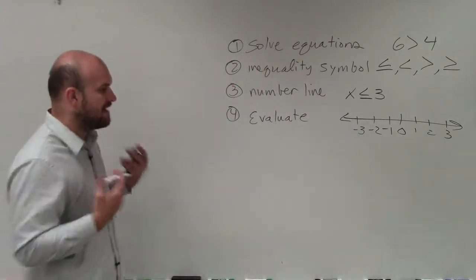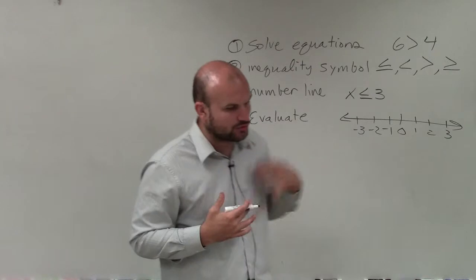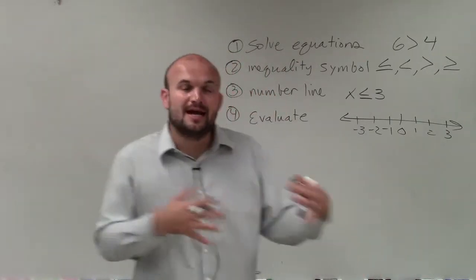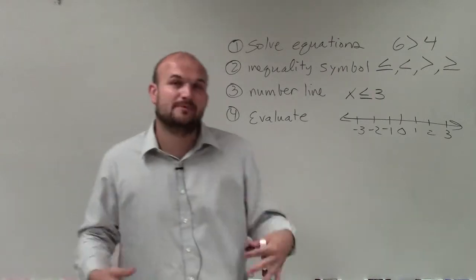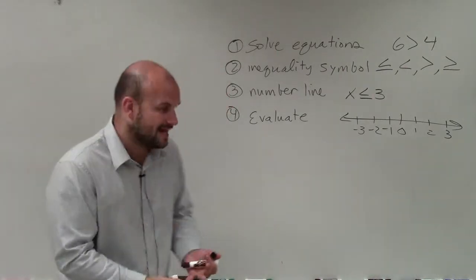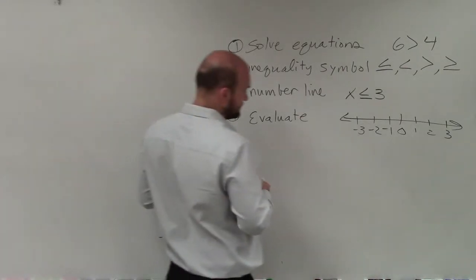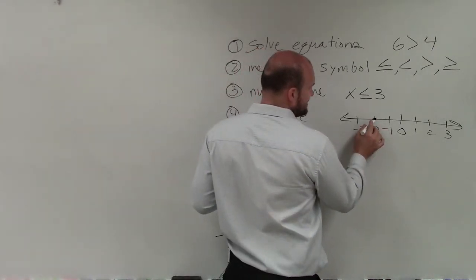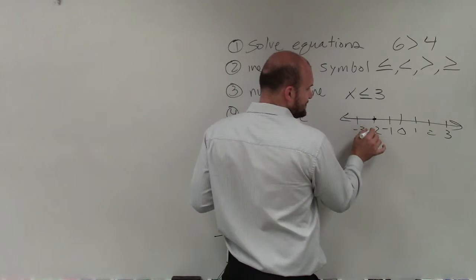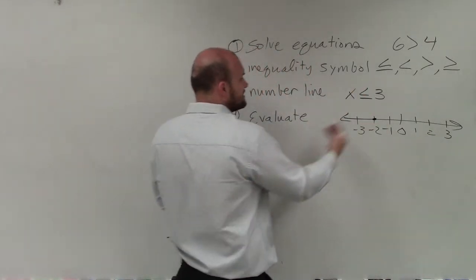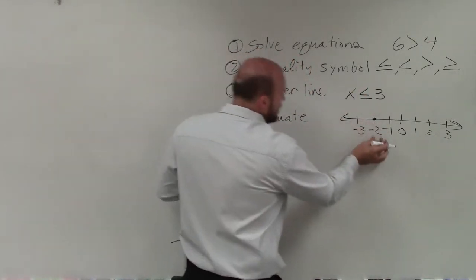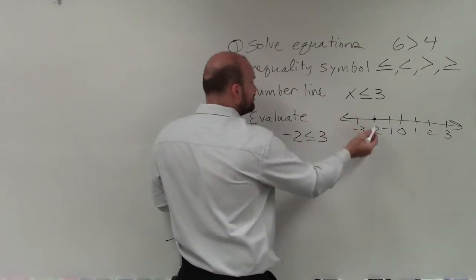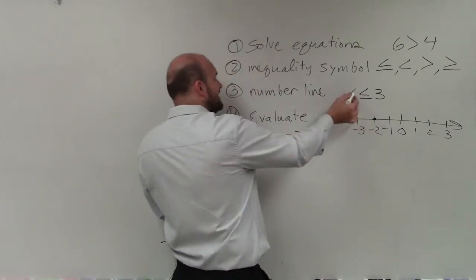The last thing is to evaluate, and that's going to be helpful when we're graphing, to be able to determine where exactly we're going to be shading, and also to test our points to determine whether we're going to have a closed or an open dot. So when I mean evaluating, for instance, let's say this point is negative 2. If I want to test the point, I'm going to plug negative 2 in for x. So is negative 2 less than or equal to 3? You plug in the point you want to test for that value.